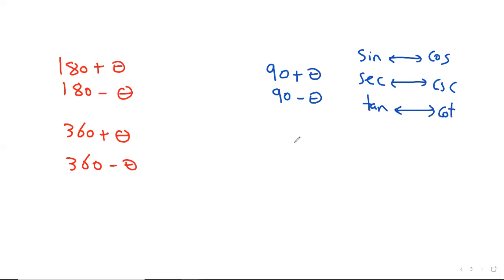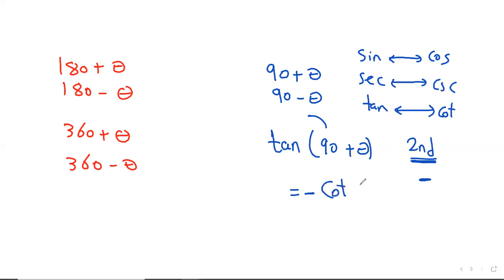So tan 90 plus theta. 90 plus theta lies in the second quadrant, and tan in the second quadrant is negative. So it will be negative, but this 90 changes tan to cotan. It will be negative cotan theta. So 90 plus theta and 90 minus theta change sine to cosine, sec to cosec, tan to cotan.